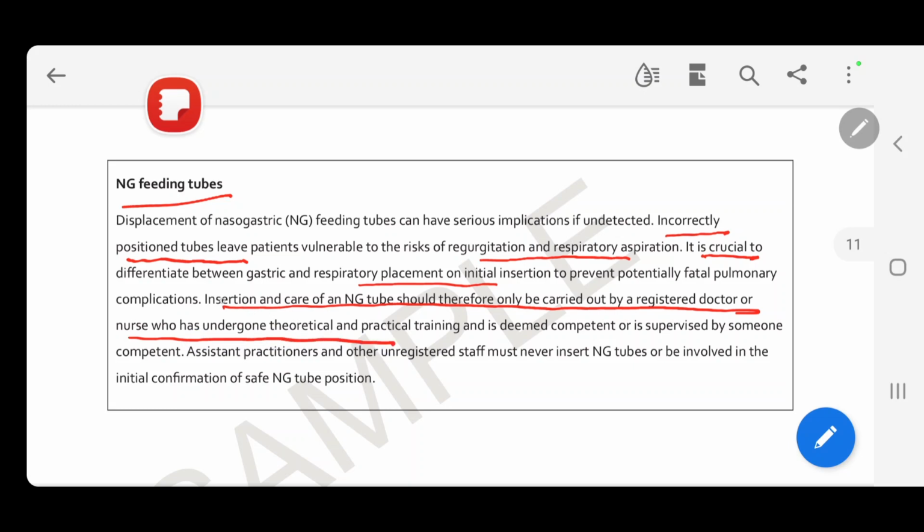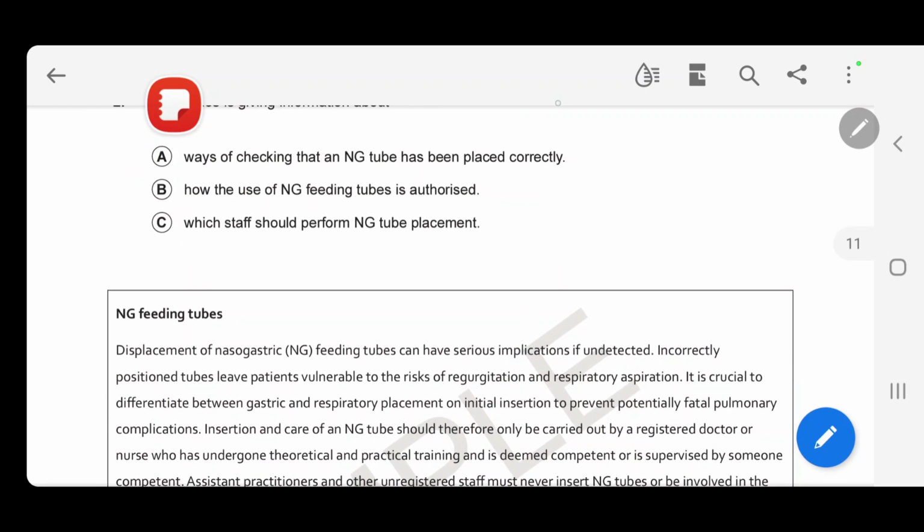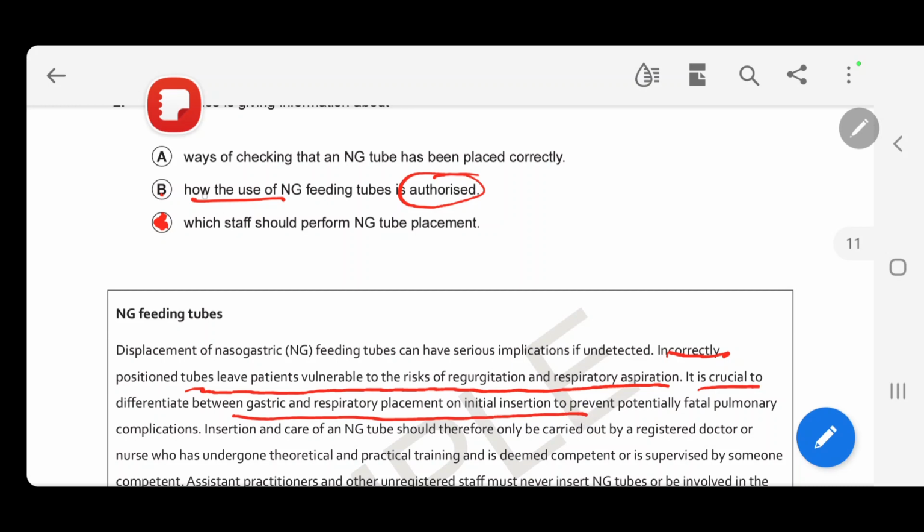Insertion and care of the NG tube should therefore be carried out only by a registered doctor or nurse who has undergone training. So this is your answer location. You can see which staff should perform. They have not mentioned anything about who authorized. They have not discussed the ways of checking either. So that's why this is the answer.